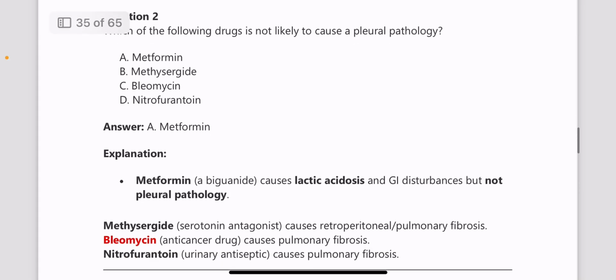Next question, which of the following drugs is not likely to cause a pleural pathology? Answer is metformin, which is a biguanide. It causes lactic acidosis and GI disturbances, but it doesn't affect the pleura.